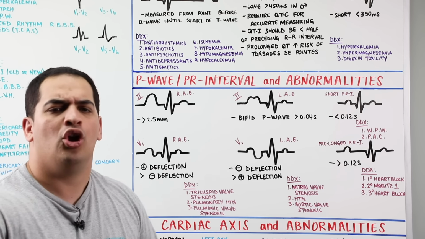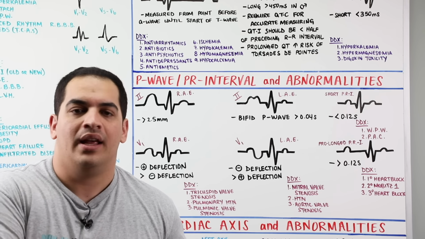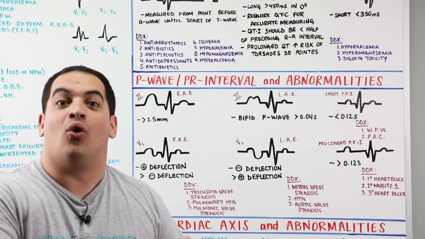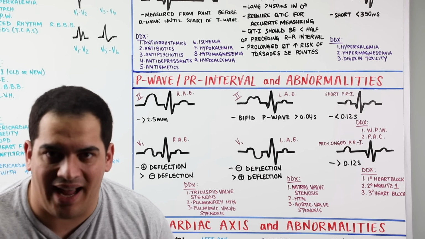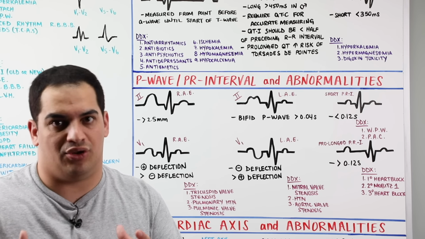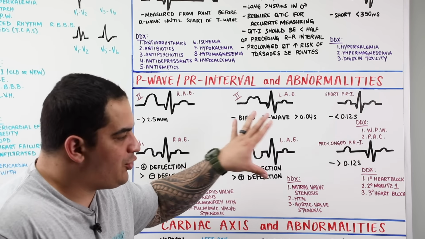Left atrial enlargement. What could be causes? Think about something going on with the valves on the left side of the heart. Is there mitral stenosis? Is there aortic stenosis? Or is there a lot of systemic hypertension going on that's causing things to back up into the pulmonary circulation, right? So these are things to think about for the atrial enlargements.